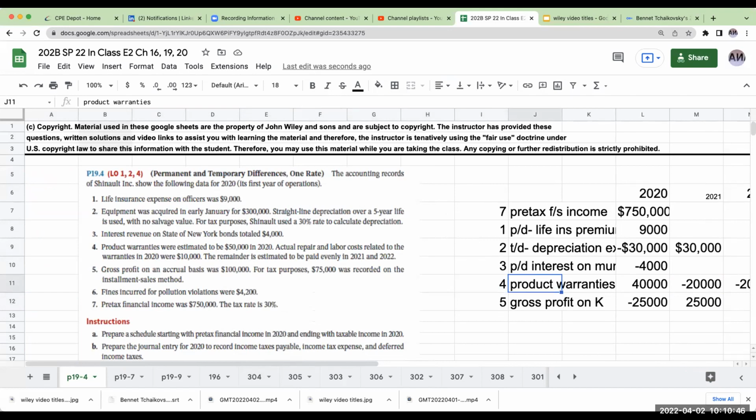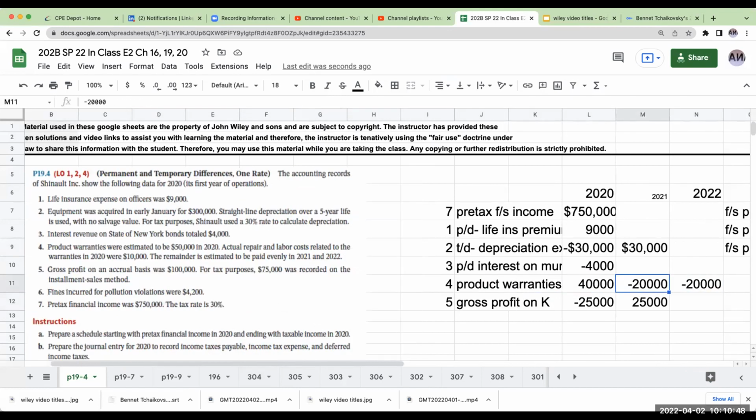Okay. And in terms of it reversing out, it can make a bigger deal if our rates are going to be changing, but for general purposes right here, we're good to go. Fines for pollution violations. So I deducted $4,200, but for tax purposes, I'm not allowed to do that. So I'm going to add back over here $4,200.